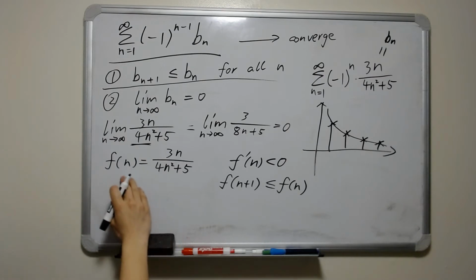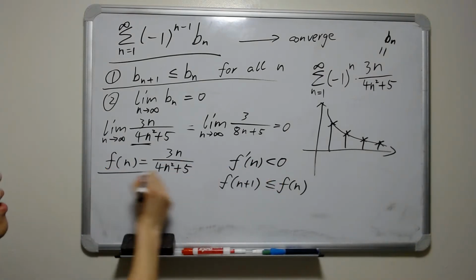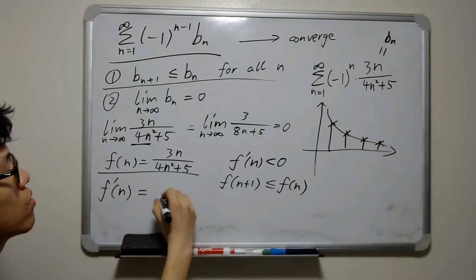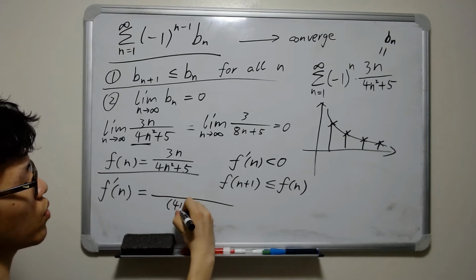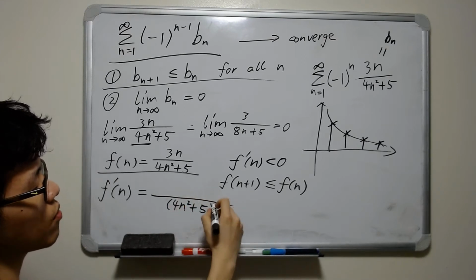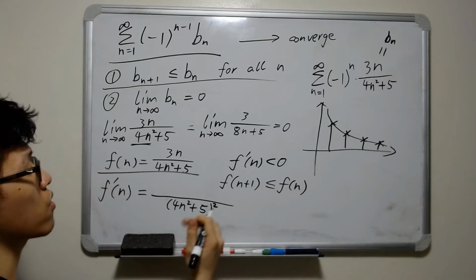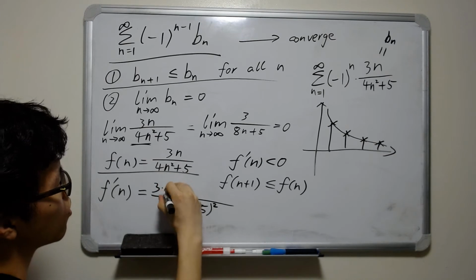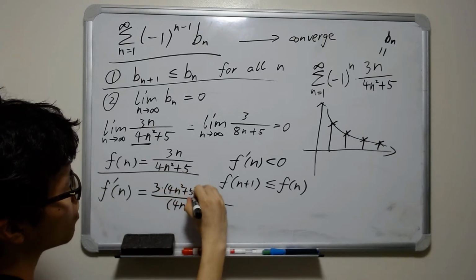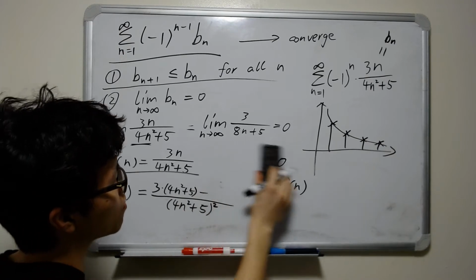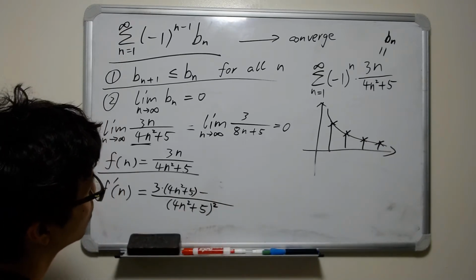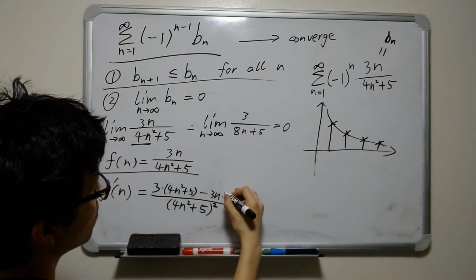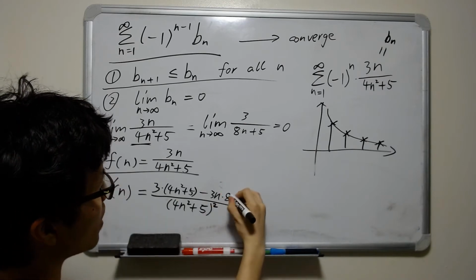Okay, so we follow this idea and find the derivative of f(n). I find the derivative by the quotient rule. We don't have to consider the denominator because it's always a square, so it's positive. The derivative of the top: 3 times (4n squared plus 5) minus 3n times 8n.